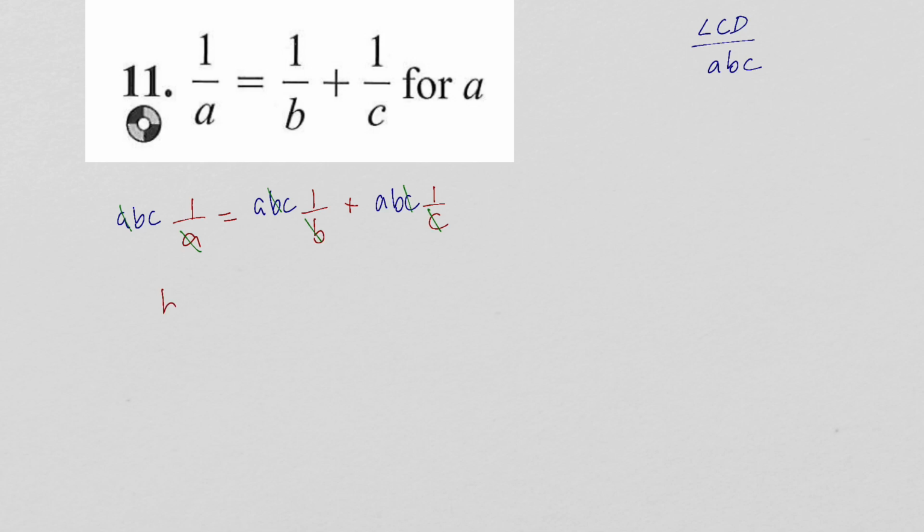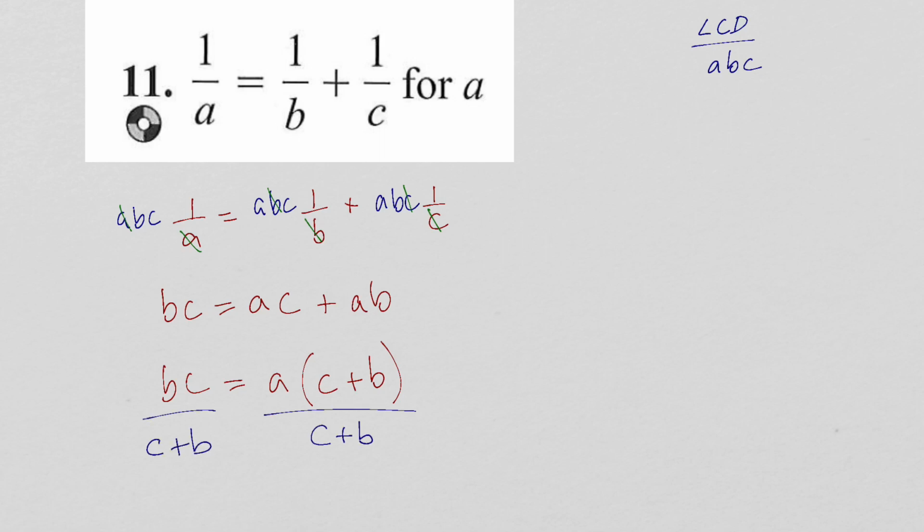So what we're left with is BC is equal to AC plus AB. Now, I'm solving for A, and right now A is showing up in two terms. So to isolate it, I have to factor it out. So this is going to be, I'm going to say A times C plus B. And finally, if you want to solve for this, you have to divide this out. We're going to have to divide each side by C plus B. And we're going to get A is equal to BC over C plus B. And that's it.